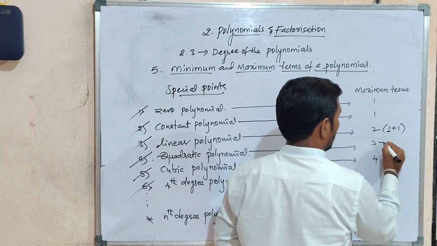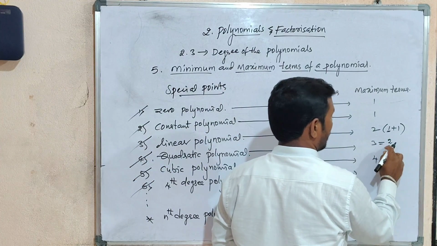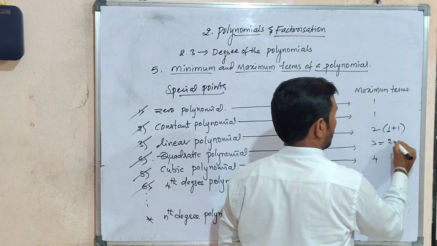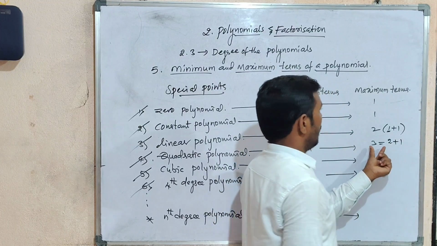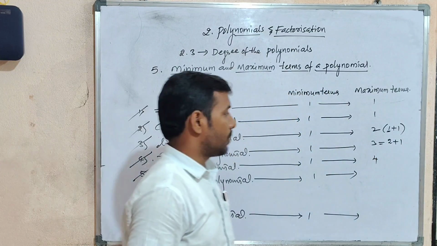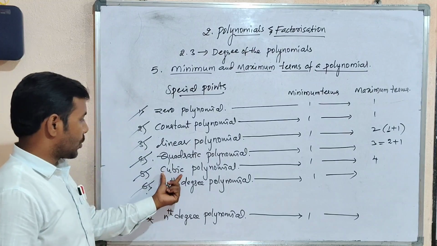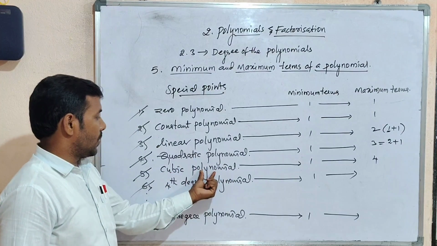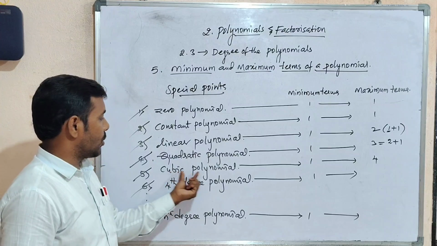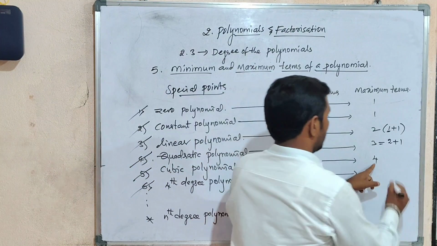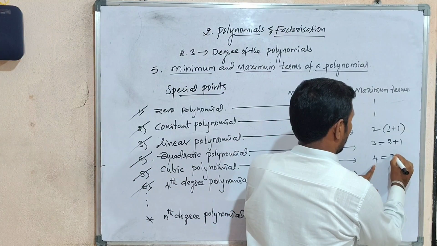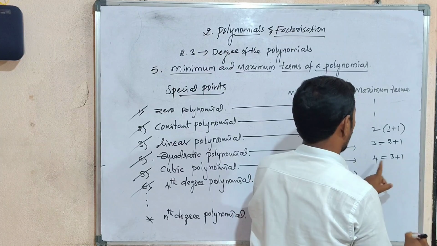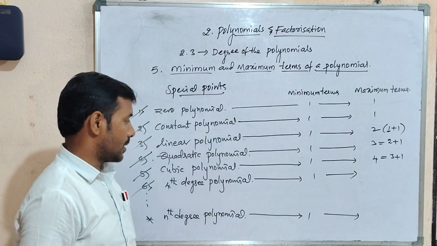So in this, the degree of the quadratic polynomial plus 1. We got maximum terms in the quadratic polynomial, 3 only. So a cubic polynomial is nothing but the polynomial whose degree is 3. So in this, its degree, tell me, 3 plus 1. We got 4. Nice, excellent.